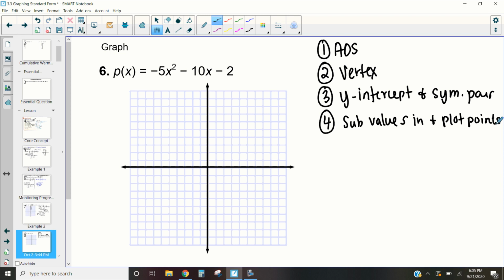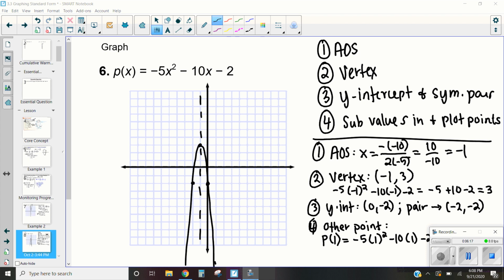Try this one, pause the video, find that axis of symmetry, the vertex, your y-intercept, that other symmetric point, substitute another value in. After you've finished, unpause the video, come back and check to see if your graph looks like mine. If it does, awesome, you're getting this. If not, see where you made your mistakes and get ready to practice again.